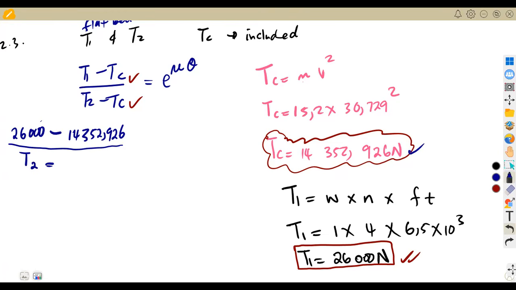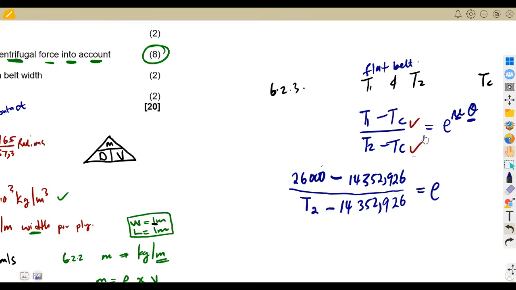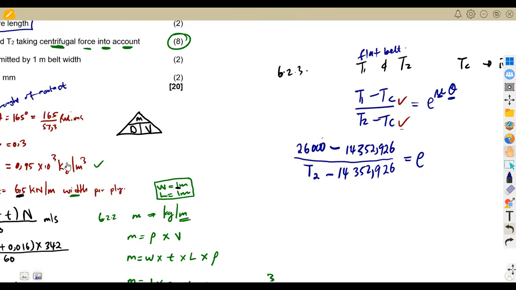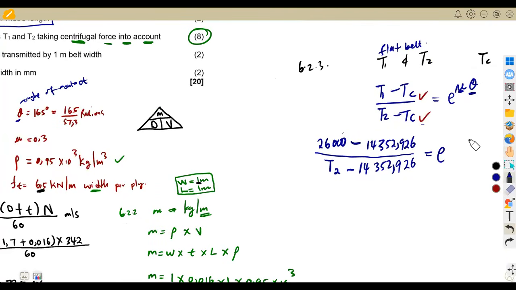Remember, we want to calculate T2. So it will be T2 minus TC, of which our TC is 14,352,926. So this is equal to e to the exponent of the coefficient of friction times the angle of contact in radians. So our coefficient of friction from our information is 0.3. So it will be e to the exponent of 0.3 times the angle theta, which is the angle of contact in radians, which is 165 over 57.3. All right, so that's it.